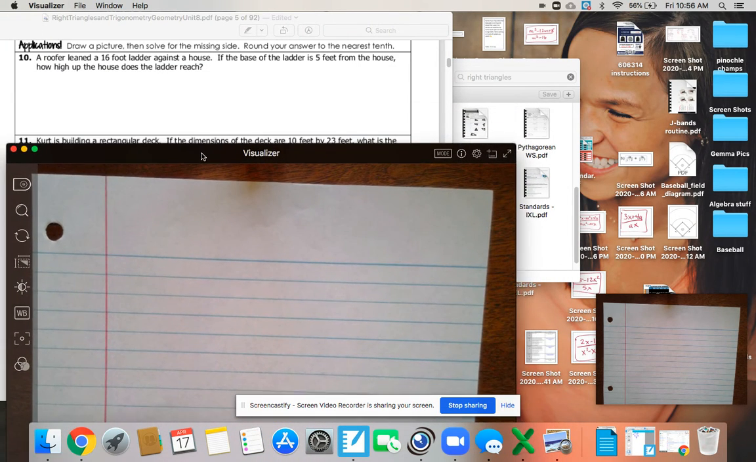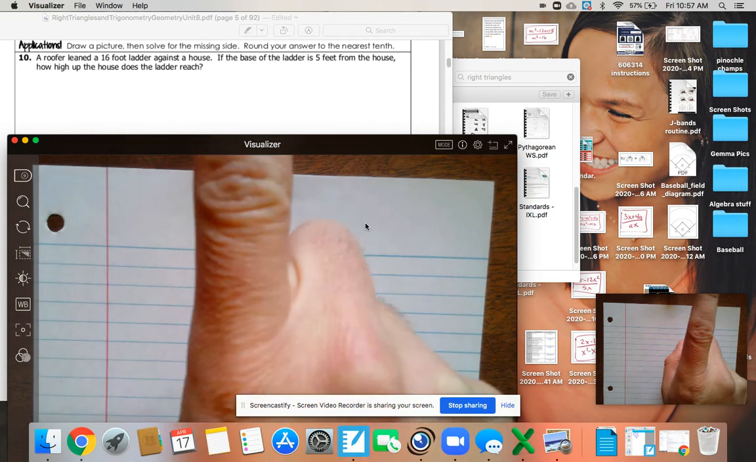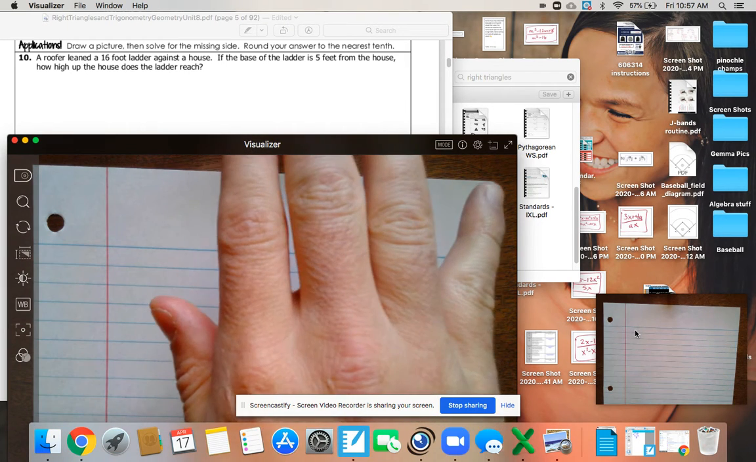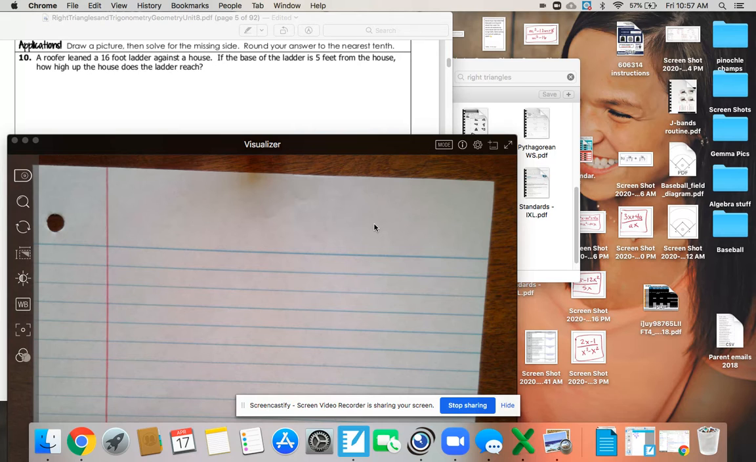So our first question is question 10 here. And you should be able to see this right up here. I'm going to try and get rid of this and simplify it a little bit. So the question's talking about a roofer that leans his 16-foot ladder against a house. And the question is saying if the base of the ladder is 5 feet from the house, how high up the house would that 16-foot ladder reach?